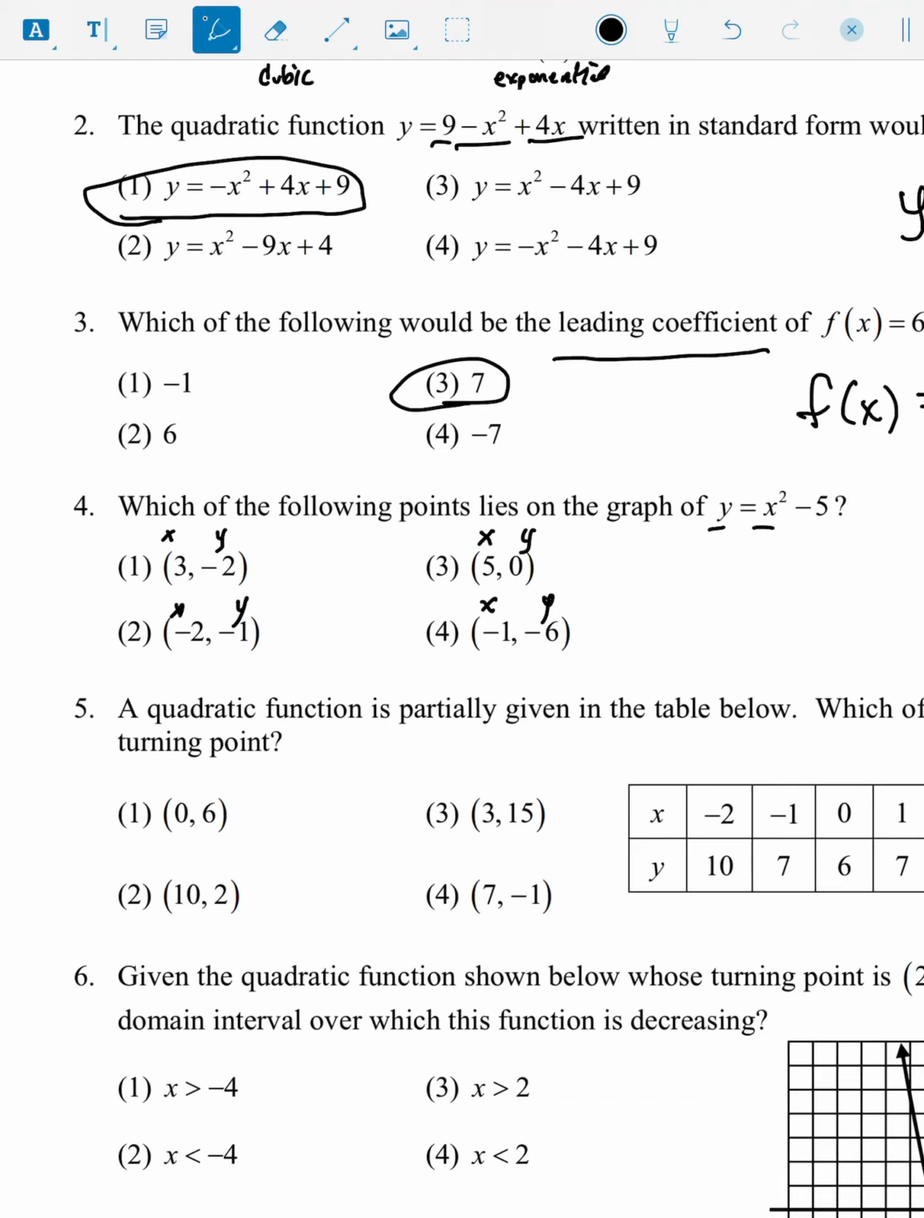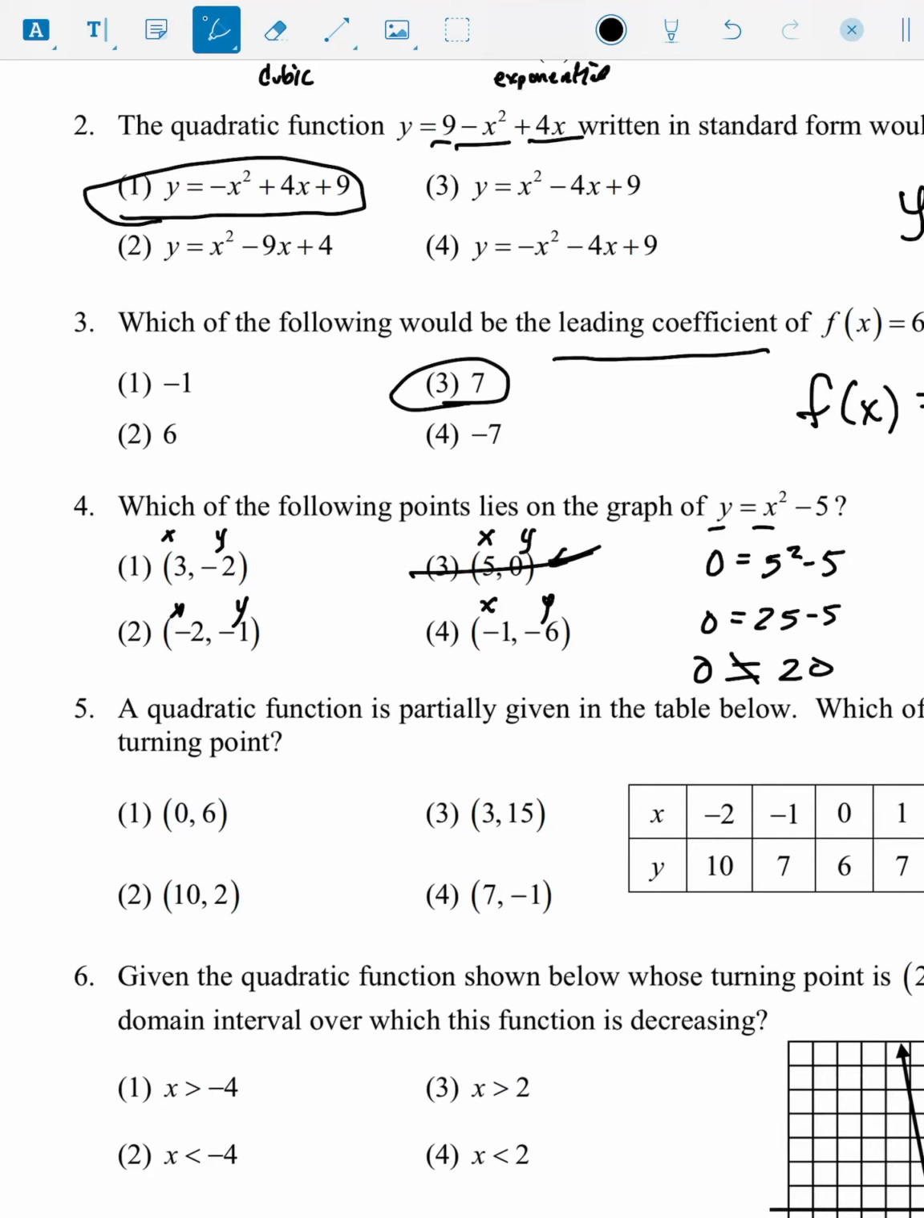Now I'm going to do one that's incorrect, and you guys are going to have the job to actually find one that is correct. It makes the equation true. So I'm going to just test choice 3. y is equal to 0, x is equal to 5, and when I do some math, I have 0 equals 25 minus 5, and in this case, 0 does not equal 20. We know choice 3 can't be the right answer.